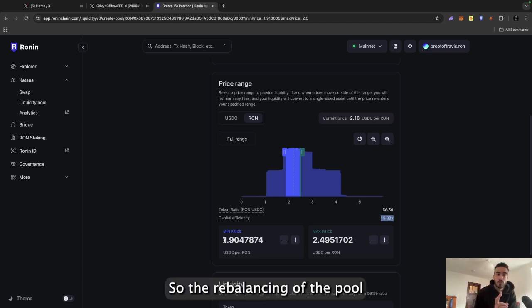So the rebalancing of the pool also gets concentrated. So you do have to be mindful of that. If it's part of your strategy or not part of your strategy, it's something to know.